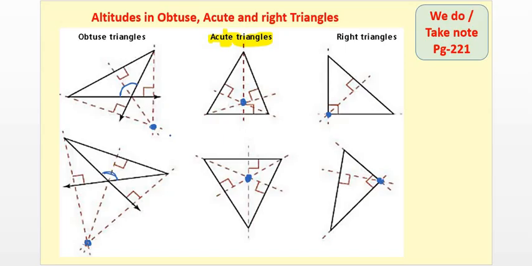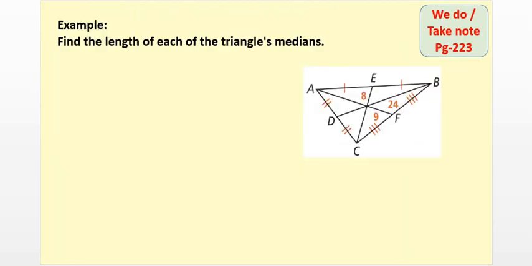Sometimes they give us multiple choice questions and ask where the orthocenter will lie, and they give us different types of triangles and we have to decide. Clear? Okay, let's solve this question.